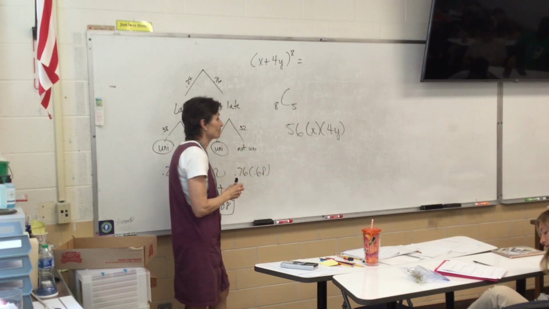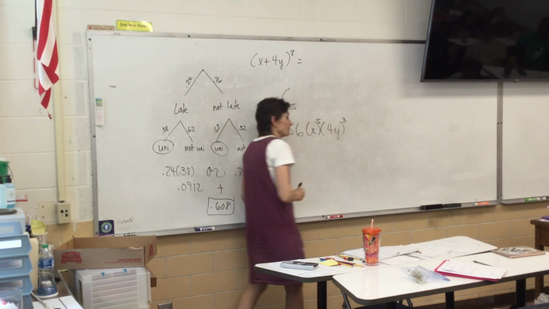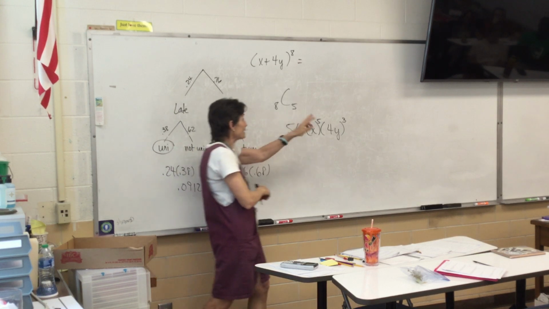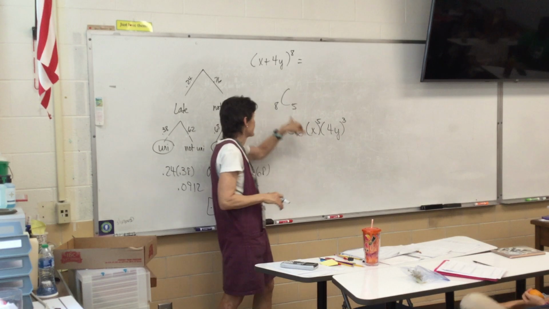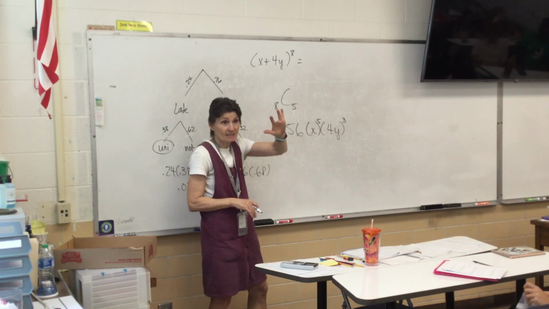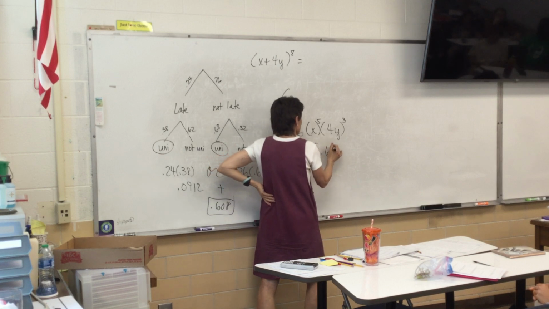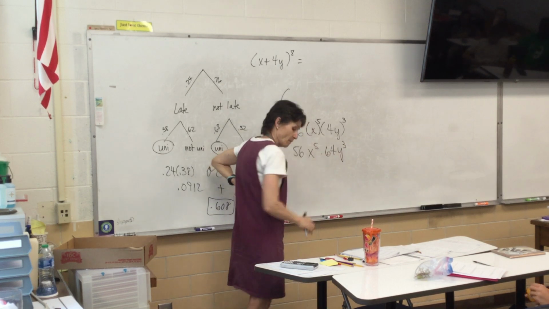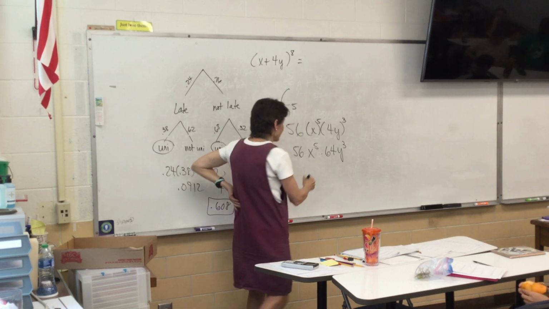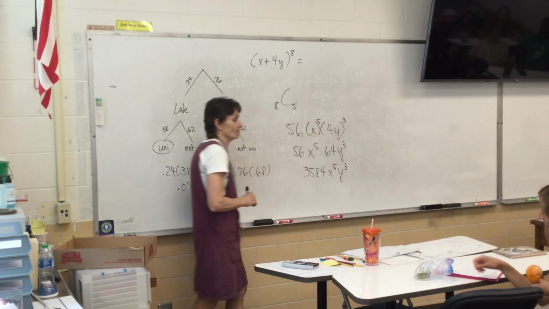Sir? It'll be X to the 5th, 4Y to the 3rd. Okay. Remember, they got to add up to 8. Now, how did he know that was 5? Well, that number comes from counting down exactly the same way we counted down to get this. Right? The exponents, 8, 7, 6, 5. So this is going to be 56 x to the 5th times 64y cubed. That has to be multiplied. Some of you left them separate. They need to be multiplied. So 3584 x to the 5th y cubed is the term.